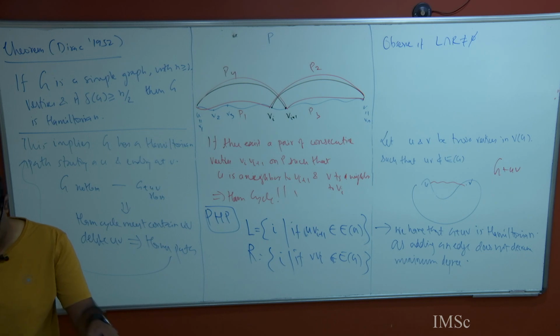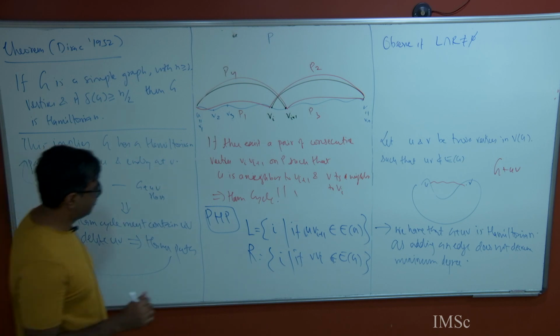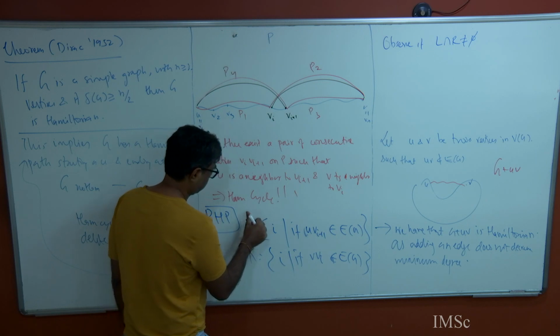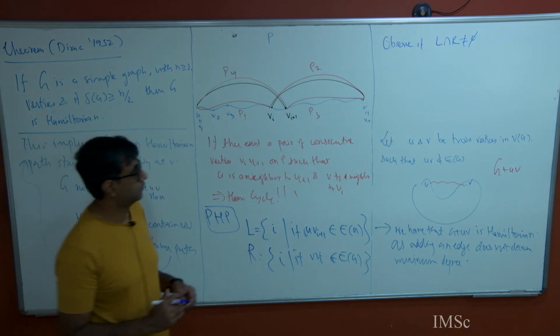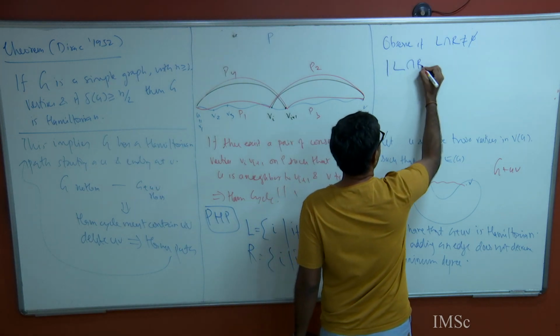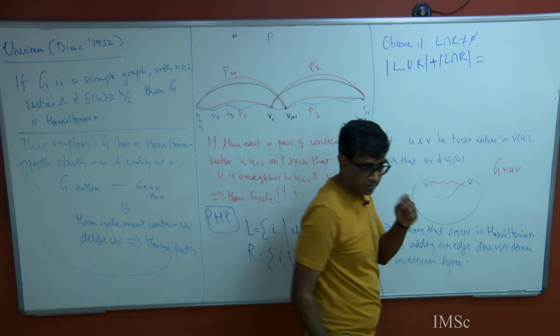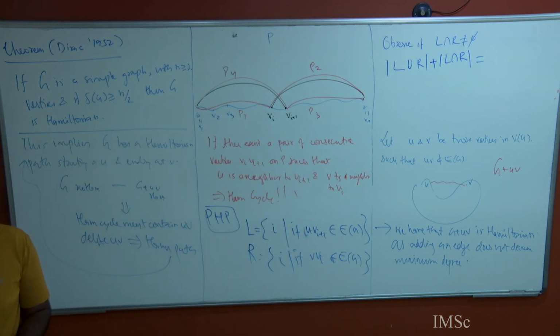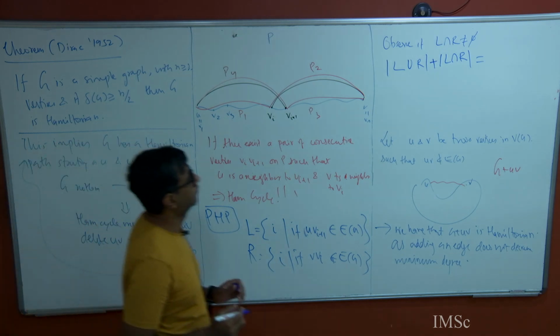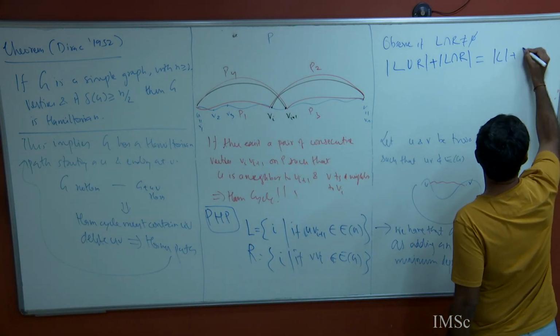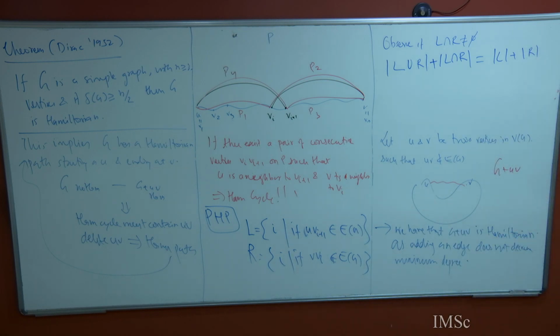Okay? But what is the cardinality of L? What is the cardinality of R? Think about it. What will you say? L union R plus L intersection R is equal to, in our case, what is it? This is basically exactly equal to L plus R. Right? Because what is L union R? You are counting the intersection ones, and when you take L intersection R, you are counting again.